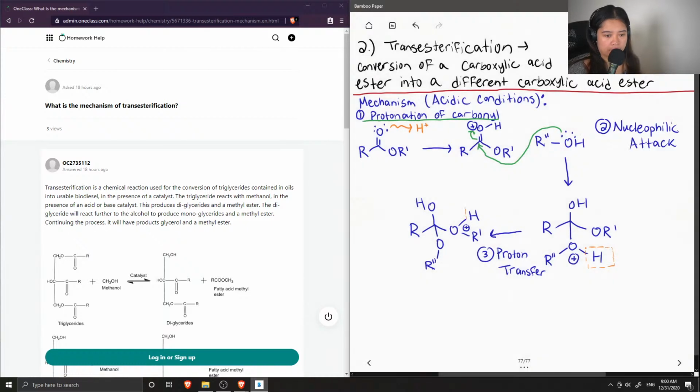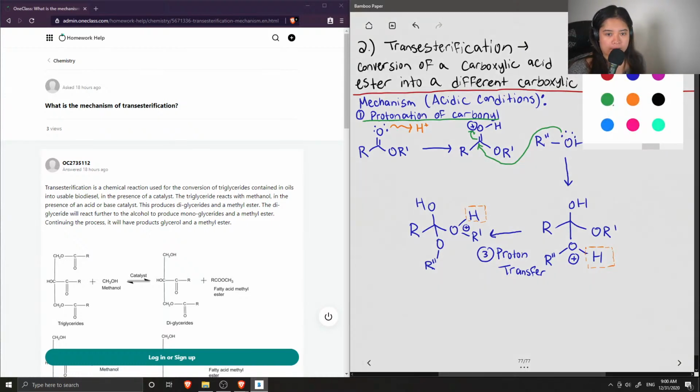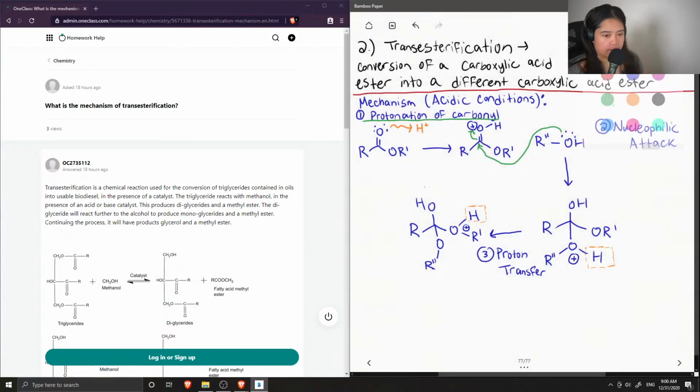So here is the proton transferred to the second oxygen. And now what happens next is the removal of the leaving group. So one of the lone pairs on this oxygen comes down and kicks off this entire group.